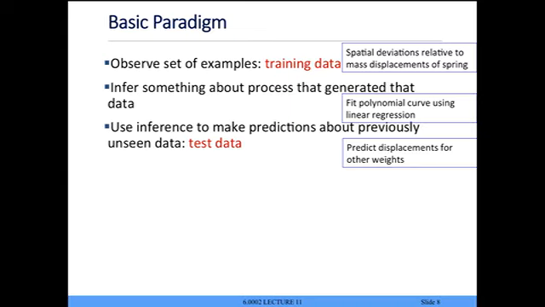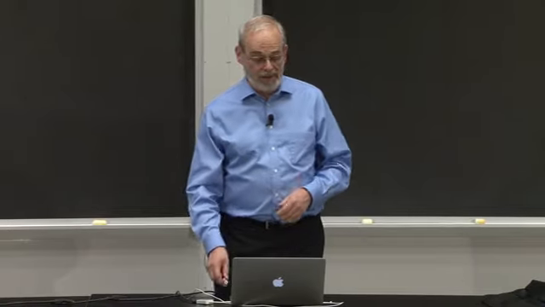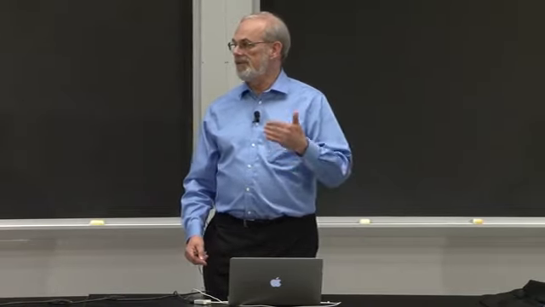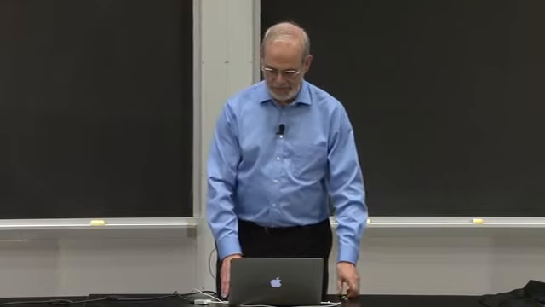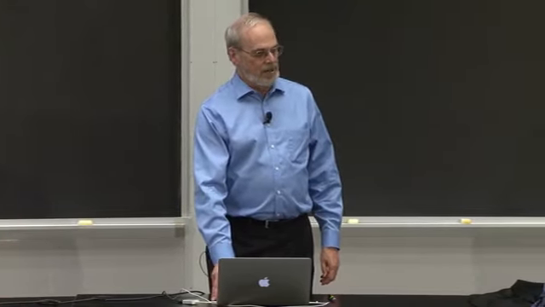If you think about it, the spring example fit that model. I gave you a set of data, spatial deviations relative to mass displacements. For different masses, how far did the spring move? I then inferred something about the underlying process. In the first case, I said, I know it's linear, but let me figure out what the actual linear equation is. What's the spring constant associated with it? And based on that result, I got a piece of code I could use to predict new displacements. So it's got all of those elements: training data, inference engine, and then the ability to use that to make new predictions. But that's a very simple kind of learning setting.